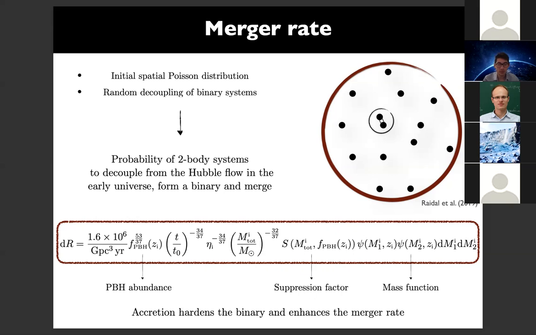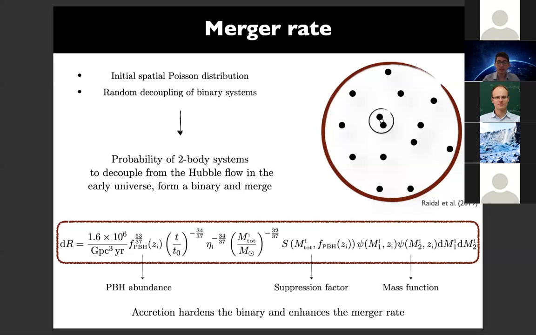In this very complicated expression, we provide the primordial black hole merger rate, which depends, of course, on the masses of the primordial black holes in the binary, on the mass function, on the PBH abundance, and on a suppression factor, S, which takes into account the probability that a given binary system gets disrupted by other primordial black holes or by other matter perturbations. Now, the main effect of accretion onto a given binary system is to make it harder, so it shrinks its semi-major axis, and therefore it enhances the merger rate.